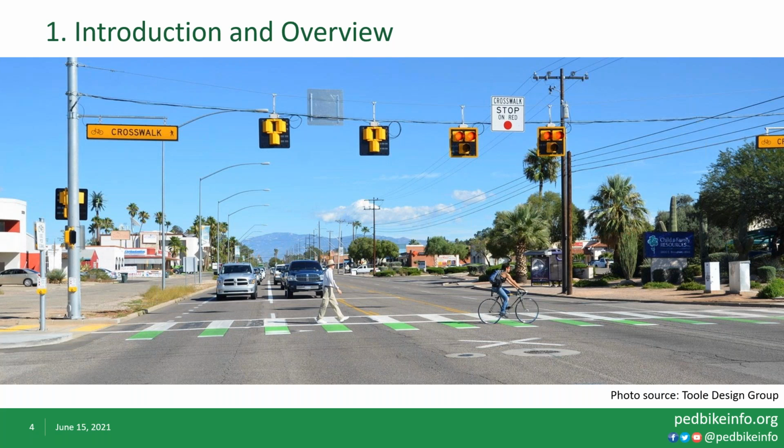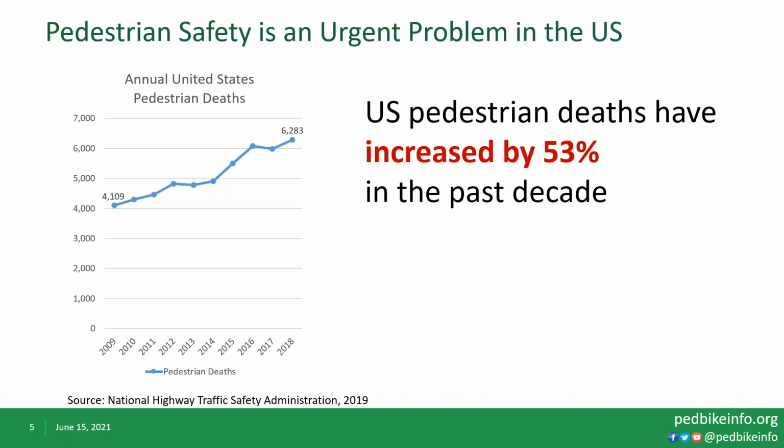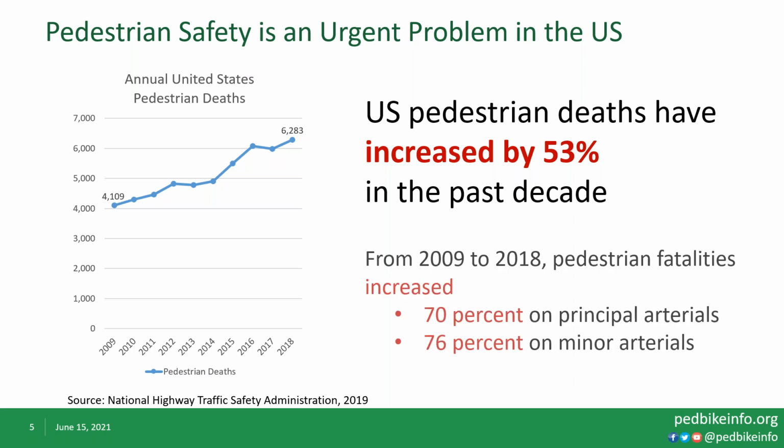But arterials are especially challenging because they carry high traffic volumes, often at high speeds. From 2009 to 2018, the largest increase in pedestrian fatalities occurred on principal and minor arterial roads. And that's over a 70% increase in pedestrian deaths. So arterials are disproportionately dangerous for pedestrians. 13% of US roadway miles are non-interstate arterials, but in recent years, more than half of US pedestrian fatalities occurred on these roads.